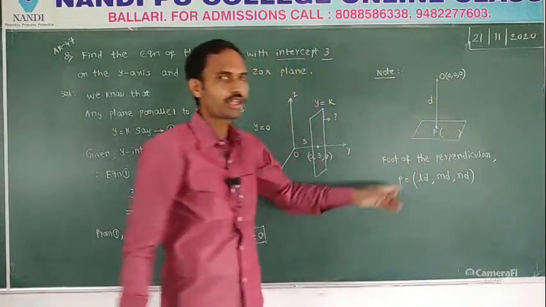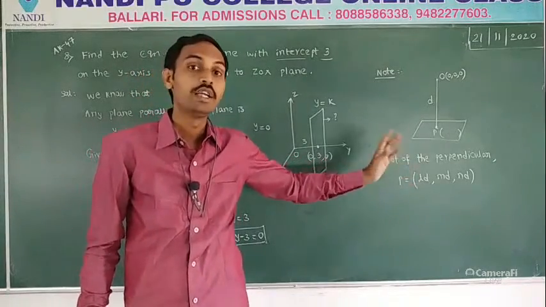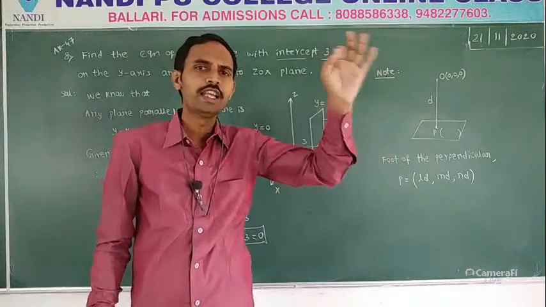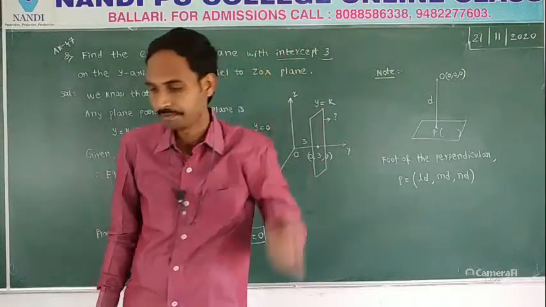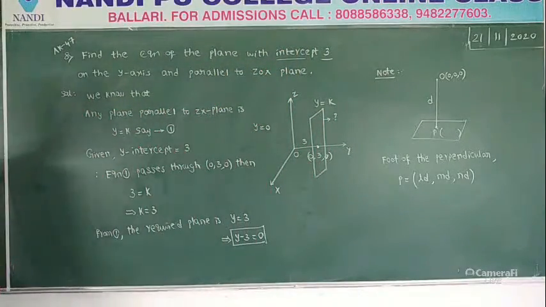Okay, write it. The foot of the perpendicular coordinates formula is (LD, MD, ND). L, M, N represent the DCs of the normal. D is the distance between the origin and the plane. Write it the same.